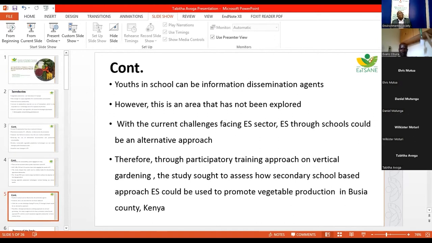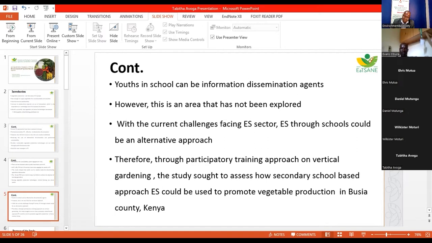And third, how the approach could be deployed so that it can improve vegetable production and be an alternative extension approach. On methodology, the study was carried out in Teso South Sub-County, Busia County. The area exhibited social, economic, and environmental conditions that necessitated an alternative vegetable production technique, coupled with extension challenges faced by the area. The research adopted a mixed research design using quantitative and qualitative approaches.